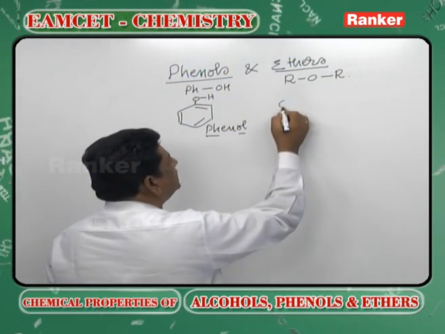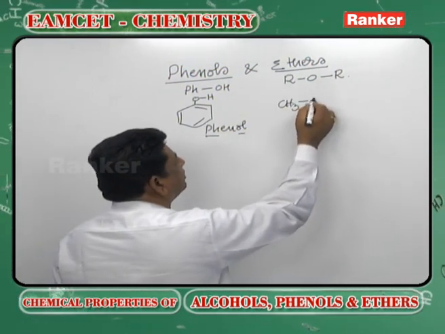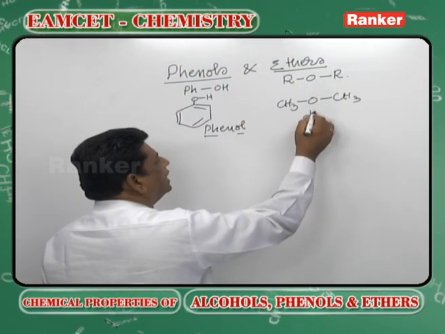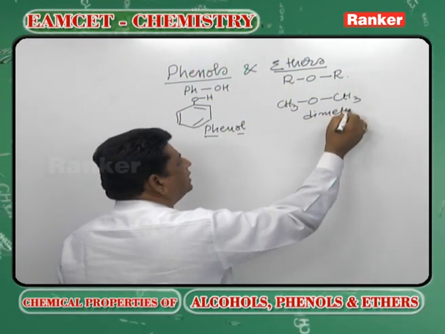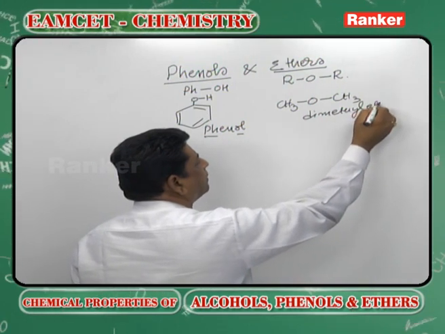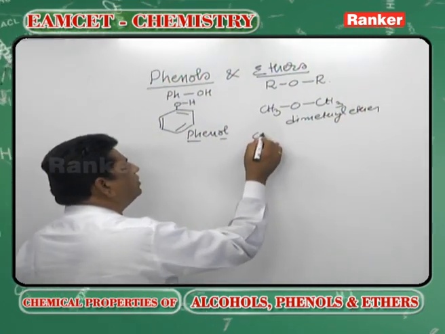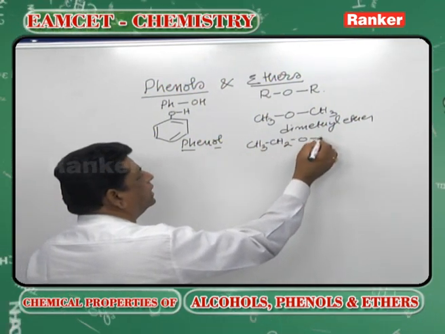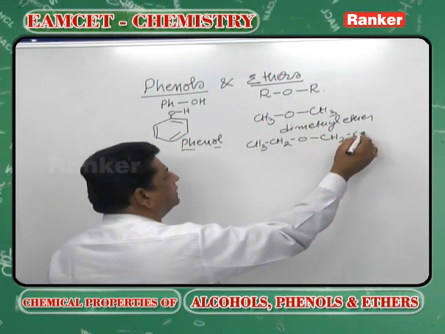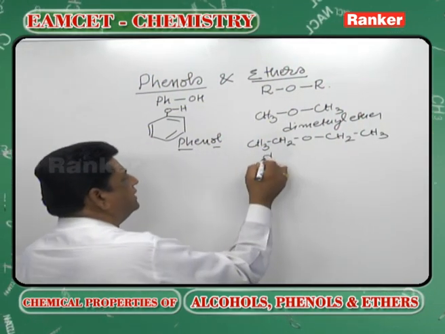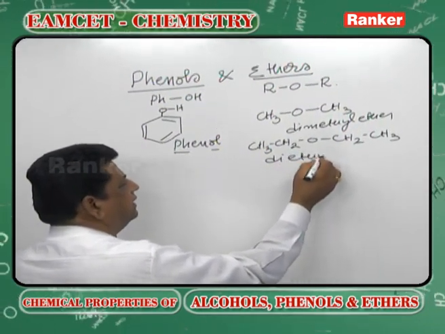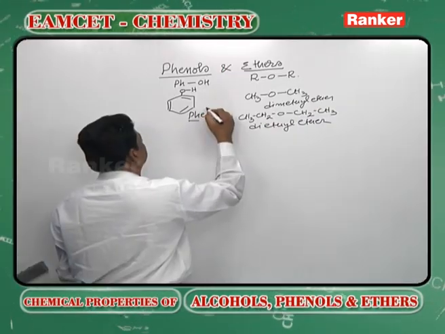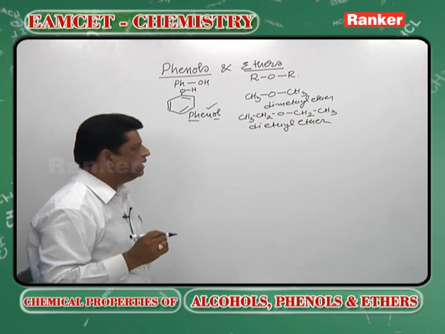The simplest ether is a methyl plus O plus another methyl. This is called dimethyl ether. And a little bigger one, CH3CH2OCH2CH3, is called diethyl ether. In fact, we have more; that is a typical example.